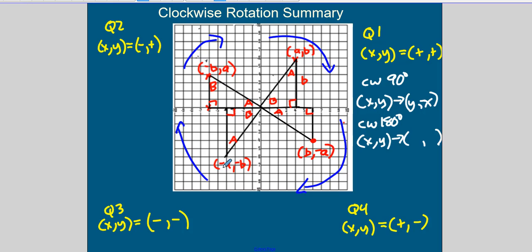So you're swapping the coordinates and you're taking the negative of the y position. For 180 degrees, nothing changes from the last one. If I start here and go 180 degrees clockwise, take the negative of x and y. So that's the summary of the rules for clockwise 90 and 180 degrees.